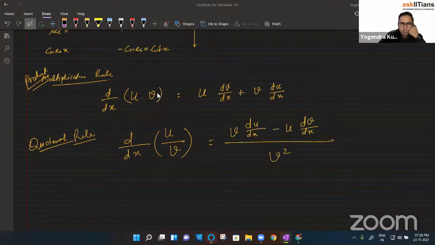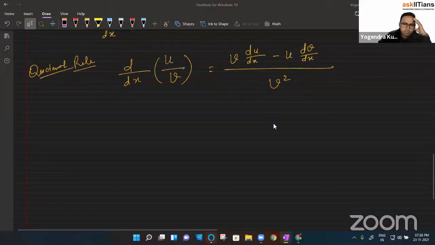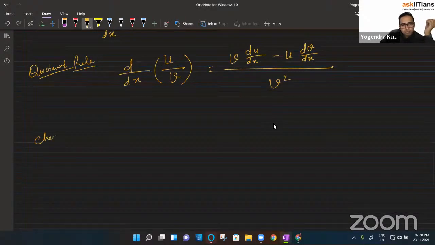Everyone is understanding that? Very good. Okay, this is what it is, or you can also use the dash notation. That's it. Now, chain rule, let me say that also.